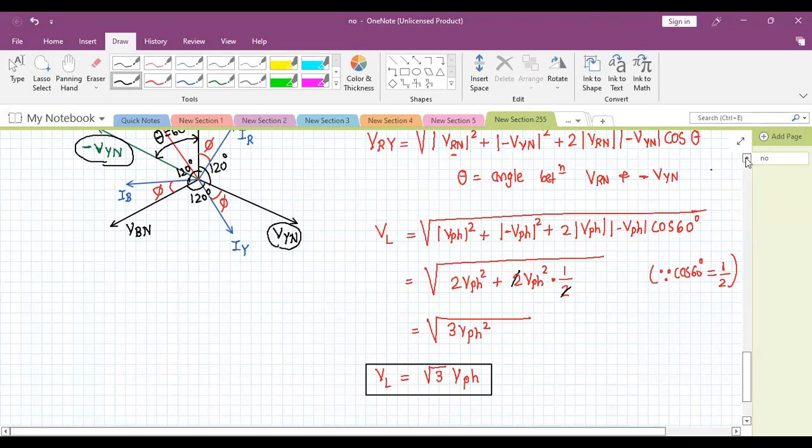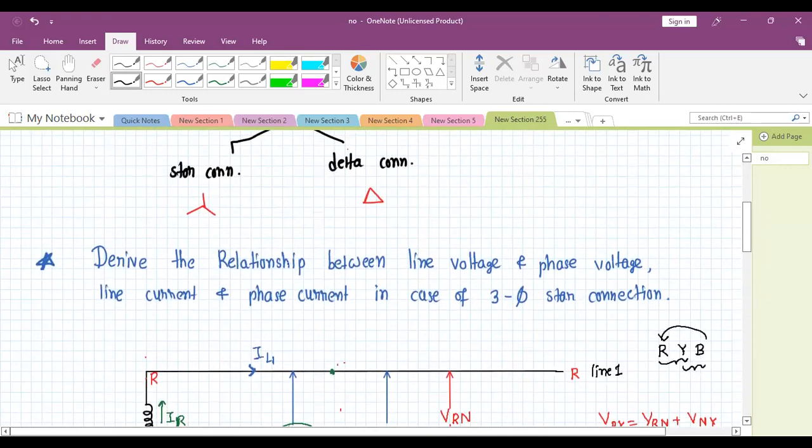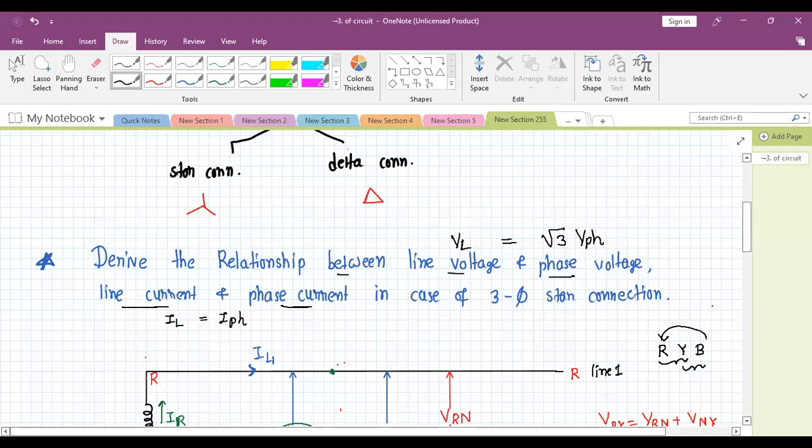So how will this theory be asked? I already told you: derive the relationship between line voltage and phase voltage means we have to relate VL and VPH. So we have derived that VL is equal to root 3 VPH. And the other relationship is between line current and phase current. We have derived that line current is equal to phase current. So I hope this theory is clear to all of you, yes or no?